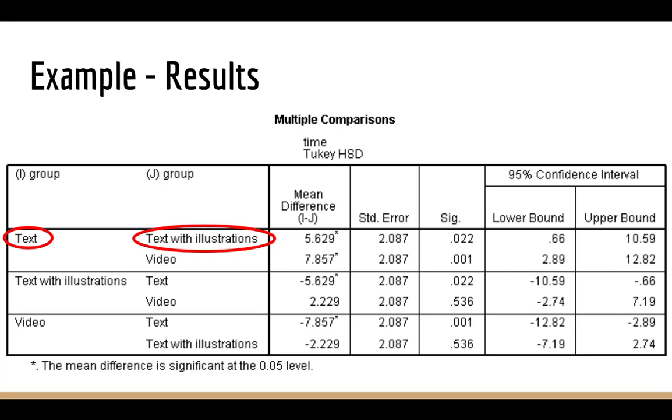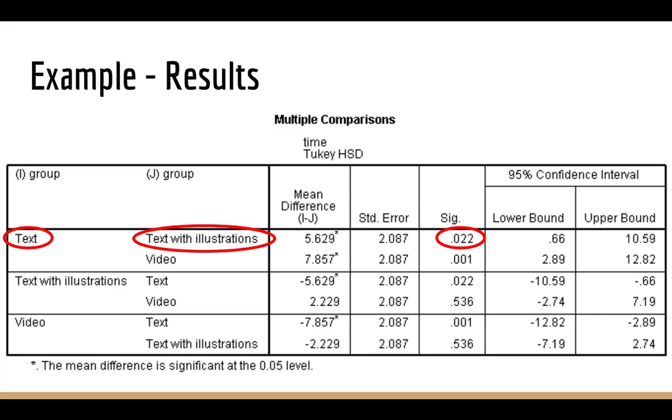For that, we follow the row all the way across to the significance level, which is 0.022. So were these groups different from each other? Yes. Since P is less than 5%, there was a difference between those two. The mean difference column is just literally one minus the other. So if you took the text score and the text with illustration score and subtracted them, that's the number you would get. Okay? The standard error is 2.09. Don't worry too much about that. Just worry about the P. Okay, so text and text illustrations were different.